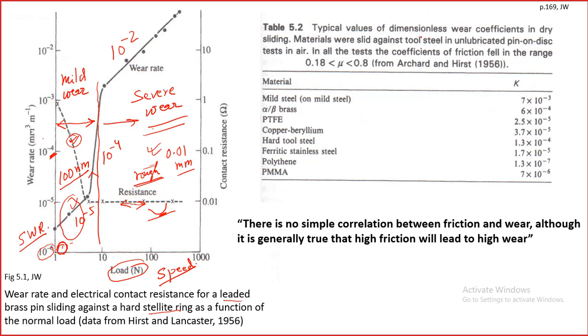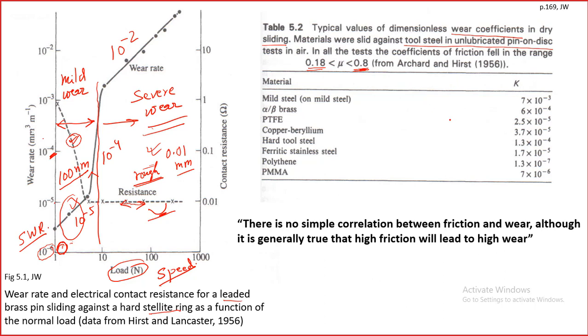So these are typical values of dimensionless wear coefficient in dry sliding. This is the wear coefficient, which is a non-dimensional number. Materials were slid against tool steel in an unlubricated pin on disc test in air. The coefficient of friction varied from 0.18 to 0.8. So between friction and wear, one important thing we find is that friction doesn't vary much. It is varying from 0.18 to 0.8.